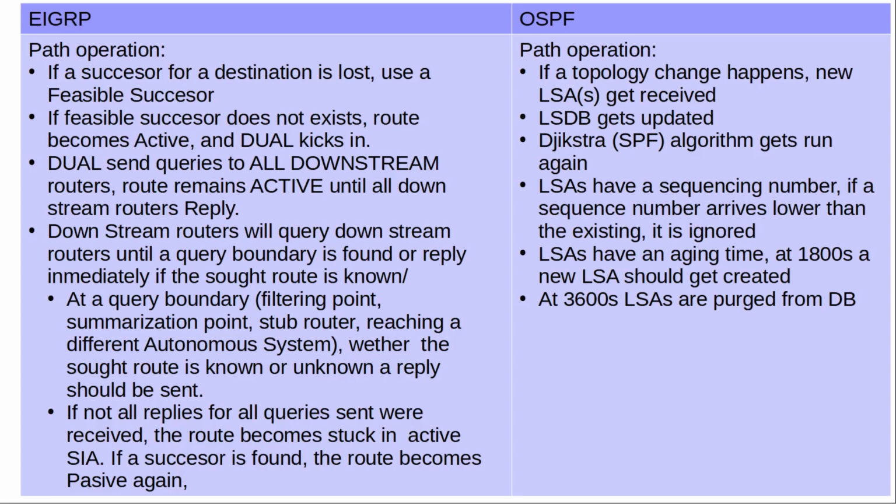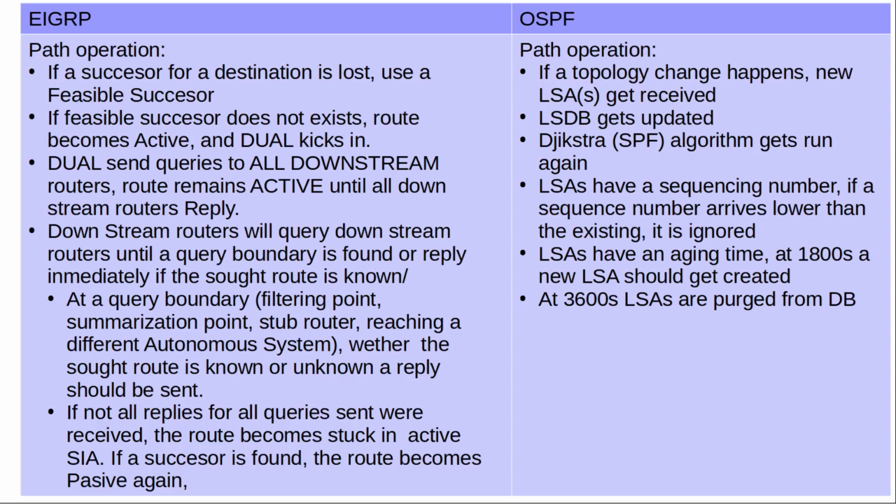So if not all replies to all queries that were sent are received, the route becomes stuck in active. Otherwise, if a successor is found, the route becomes passive again. And this is a very complex process. Whereas in OSPF, what happens if a topology change occurs is just run Dijkstra again.